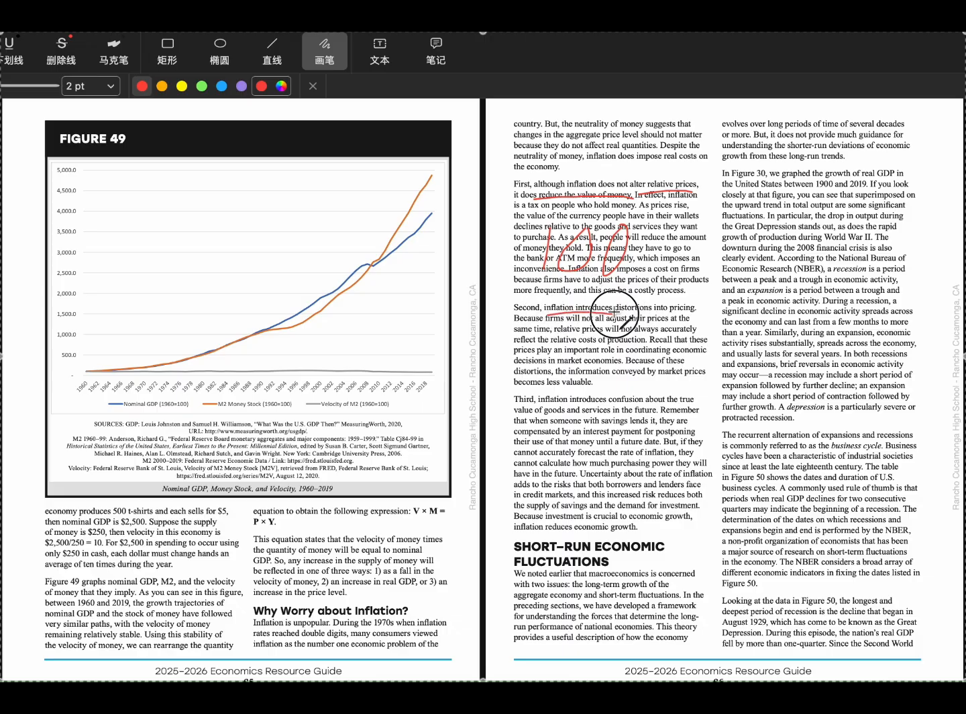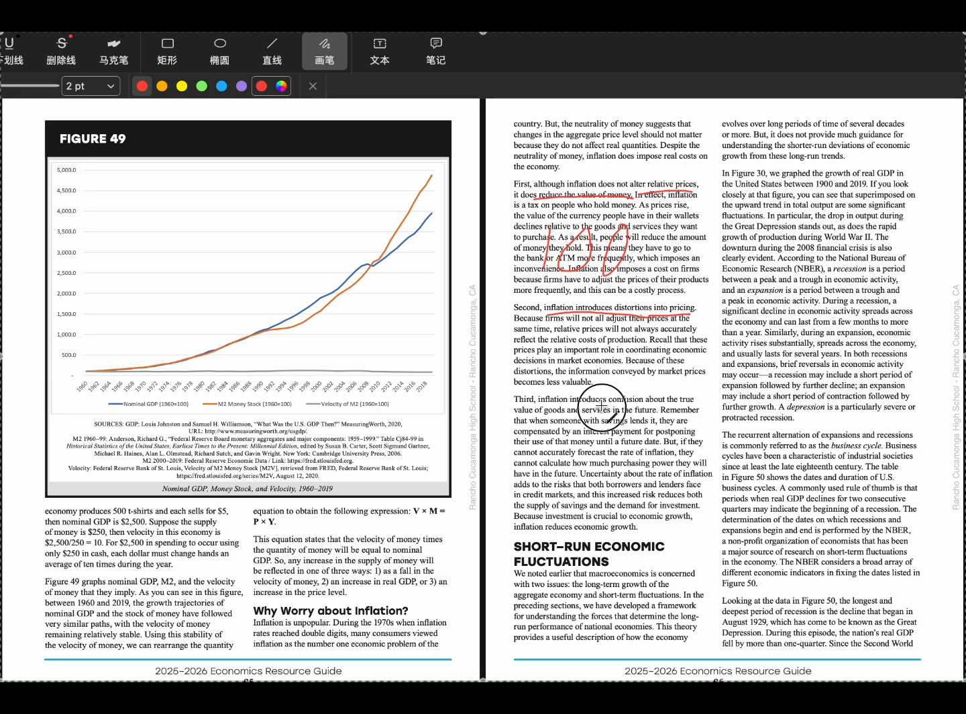And second, it would introduce distortions into the pricing, because taking account of inflation all the time is very tiring. For firms, having to adjust to inflation is very tiring. And the information due to these constant price adjustments is also very tiring.